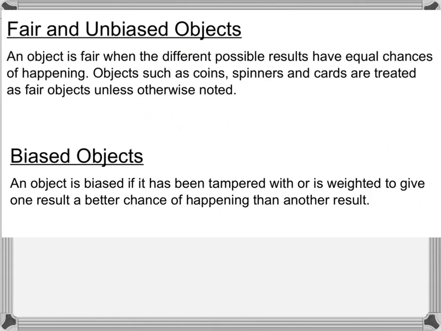All right, and that brings us to the idea of fair and unbiased objects. So, an object is fair when the different possible results have equal chance of happening. Objects such as coins, spinners, cards, and die are all considered fair objects unless they're otherwise noted. So when we say we flip a coin, we say that there's a 50% chance of getting heads or tails. That's a coin that's not weighted.